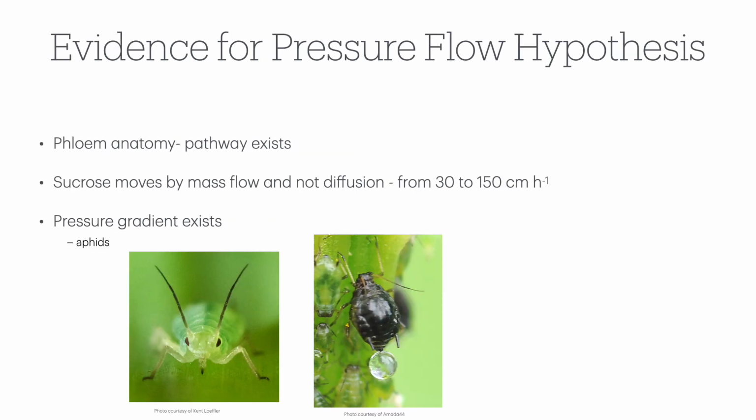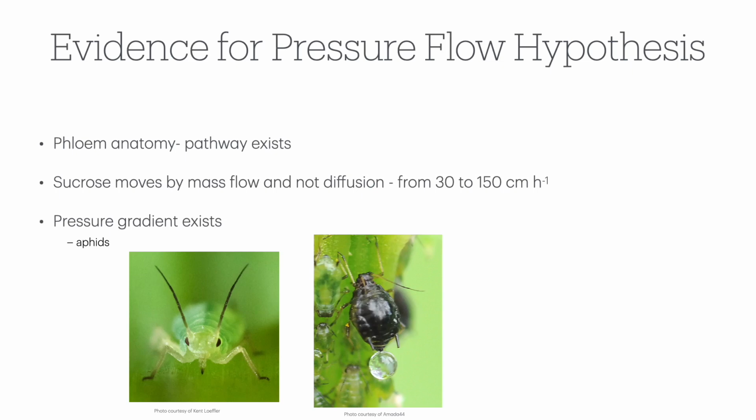So what's the evidence for the pressure flow hypothesis? First of all, we can say that the phloem anatomy pathway exists. That is, that we have cell types that are able to fit the descriptions that are necessary with plasma membranes or the lack of plasma membranes. And we'll show a model here at the end to show this. We also know that sucrose moves by mass flow and not diffusion. That is, it moves at much, much higher rates than diffusion. And we know that a pressure gradient exists.